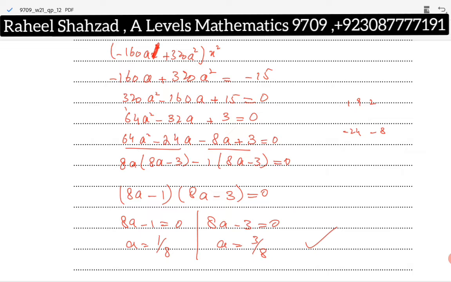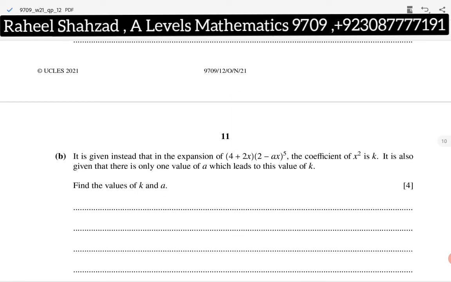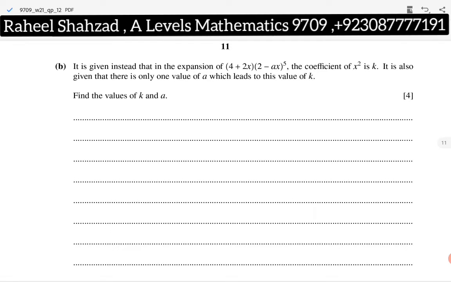Okay. Now in the next part of the question, it says that it is given instead that in the expansion, the coefficient of x square is k. It is also given that there is only one value of a which leads to this value of k. Find the values of k and a. Okay, in part B they say it is given instead that the coefficient of x square is k. In the previous part it was minus 15, now it's k. It's also given that there is only one value of a which leads to this value of k. Find the values of k and a.